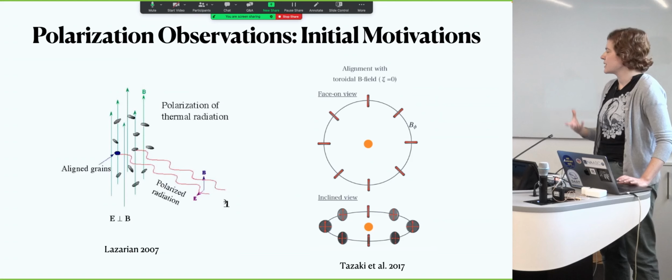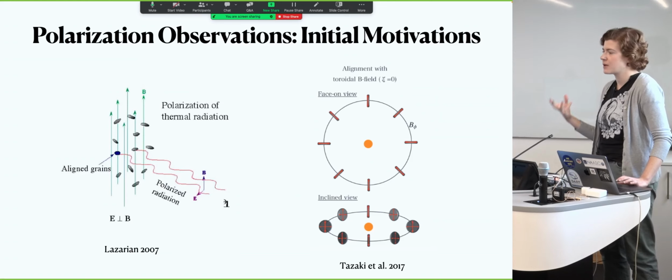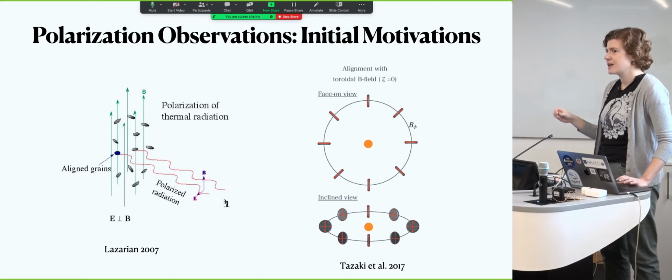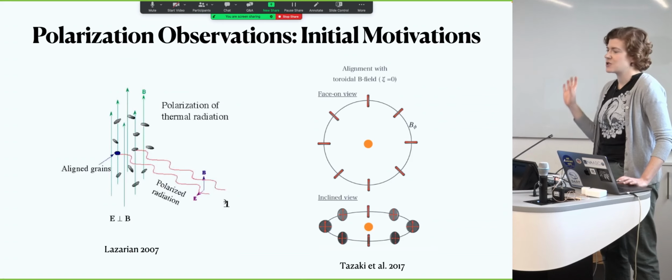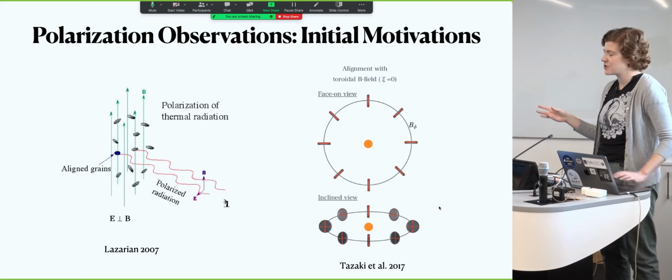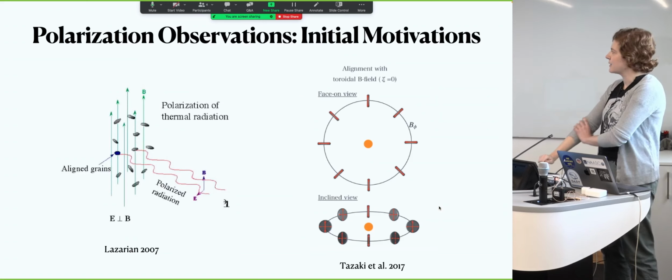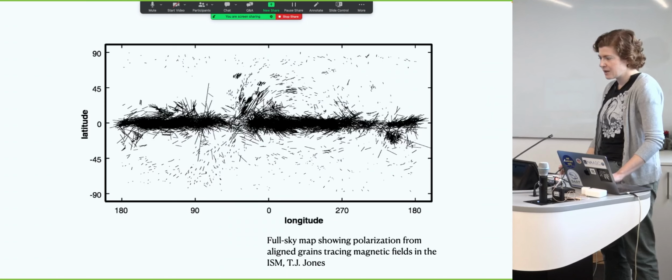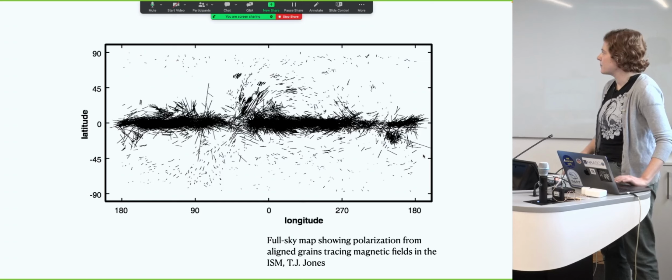Given how important we think the magnetic field is to star formation, once ALMA was up and running with its polarization capabilities, it got pointed at one of the biggest, brightest disks in the sky, HL Tau, to try and do these polarization observations to trace the magnetic field in the disk. This has been done successfully in the ISM. For example, this is an all-sky map showing the direction of dust polarization tracing magnetic fields.